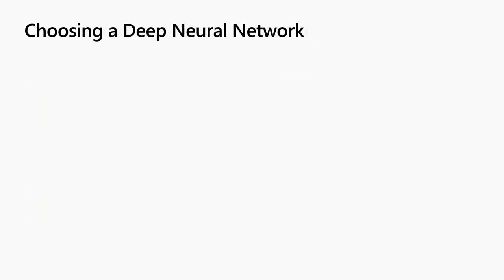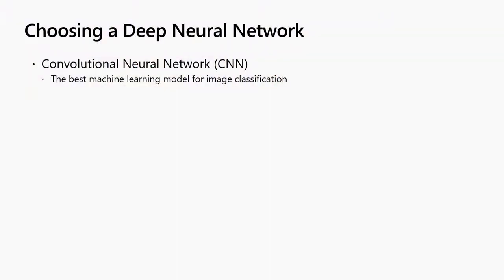So now let's talk about this demo-specific network. There are multiple neural networks in deep learning, so you can choose different networks for different problems you want to solve. In this particular case, we are looking at a classic image classification problem. And the convolutional neural network is by far the best machine learning model for image classification. And this is what we're going to use today.